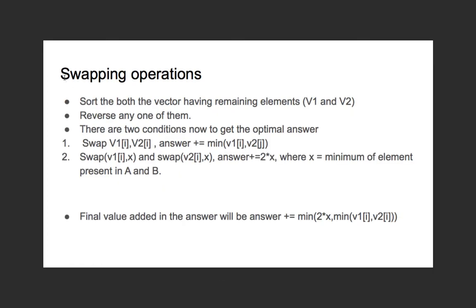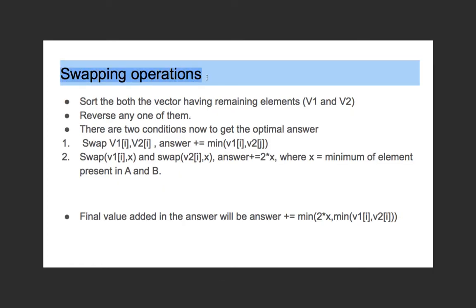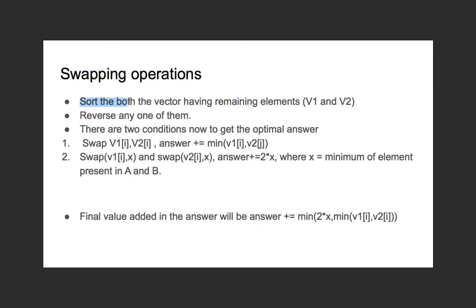So now we need to talk about the swapping operation. What we can do is sort the vectors; we will be sorting both the vectors, and we will be reversing one of them. To get the minimum operations, the greedy algorithm says that we can swap the minimum with the maximum. That is why we are reversing one of them.